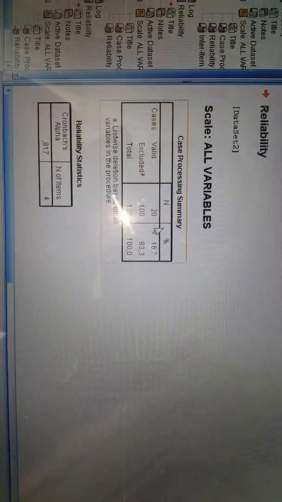Can you hear me? Yeah. The 4 questions you use to measure crime are consistent with each other, which means they adequately explain the crime dimension.